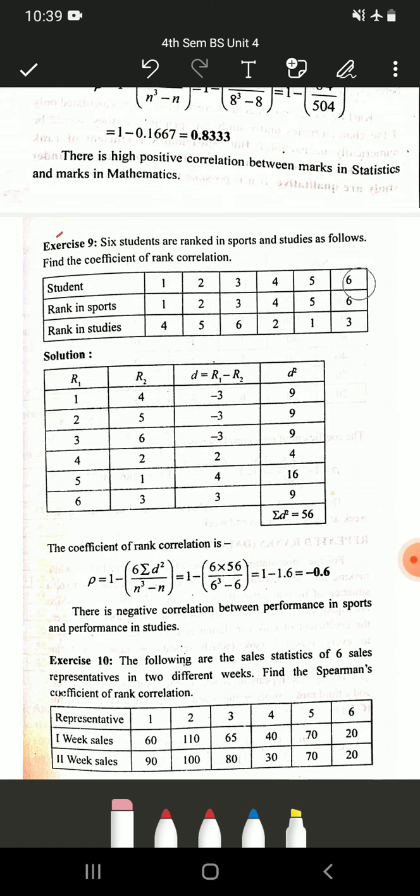So they have given R1 and R2 directly in this solution. So let us assume R1 to be the rank in sports and R2 be the rank in studies. So now we have R1 and R2. Then the next step would be to find out D, that is difference between the two ranks. So 1 minus 4 is minus 3, and find out all the D values, then take the square of each values to get D square, then add all these values to get summation D square, and the next step is to substitute in the formula. So you will get minus 0.6 for this problem.